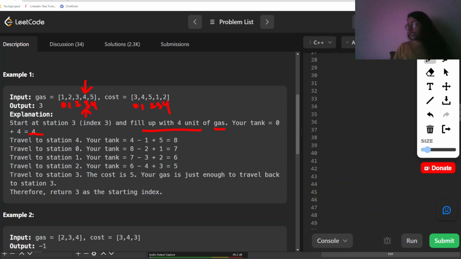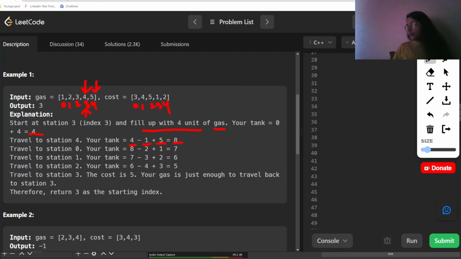Then if we travel to station 4, just to this point, our tank would be having 4 earlier, then -1 as we travel just plus 1 step to the next, and then plus 5 for the amount that would be there at this particular station. So now in total we are having 8 as the gas amount in our tank.